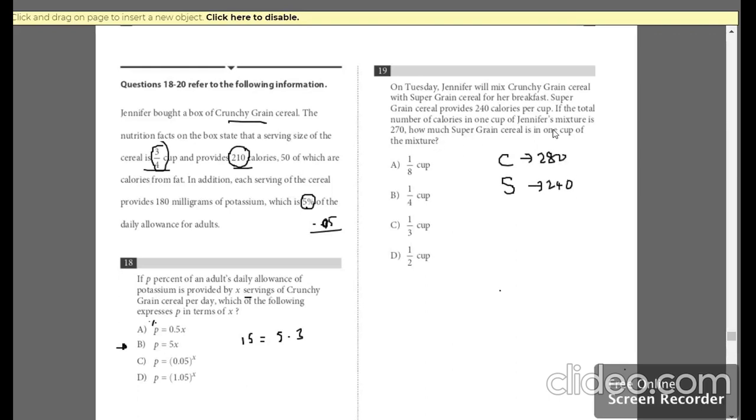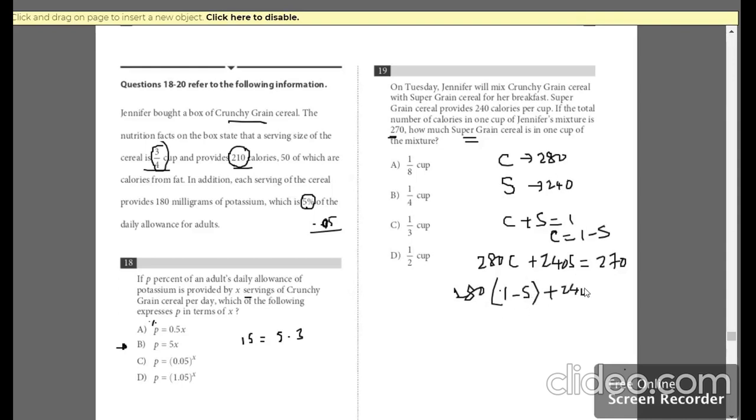They said that the mixture is 270, the total mixture for 1 cup, that is super grain and this one in 1 cup. So C plus S is equal to 1. Now 280C plus 240S is equal to 270, the total mixture. Now I'm concerned about S, how much super grain. So if I write C in terms of S, it's going to be 1 minus S.